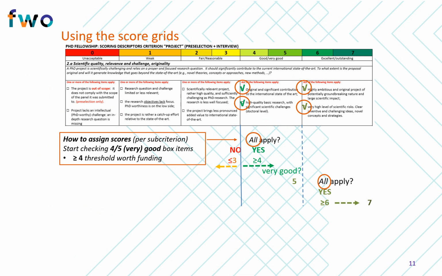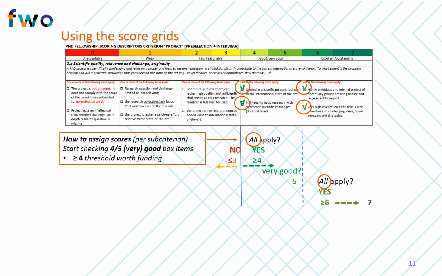While writing the internal evaluation report, we expect you to use the pre-selection score grid, which is available in your e-portal. The score grid contains specific descriptors for each sub-criterion and will guide you in assigning the appropriate score between 0, unacceptable, and 7, outstanding. To assign a score, we advise you to proceed as follows.